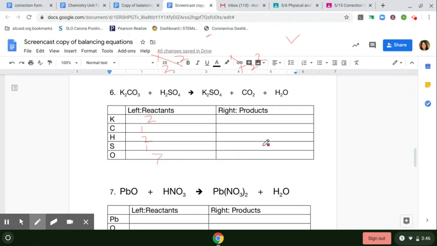Now I'm going to look at my product side and do the same thing, count them up. So potassium, that's the K, I have 2. Carbon is right here, I just have 1.